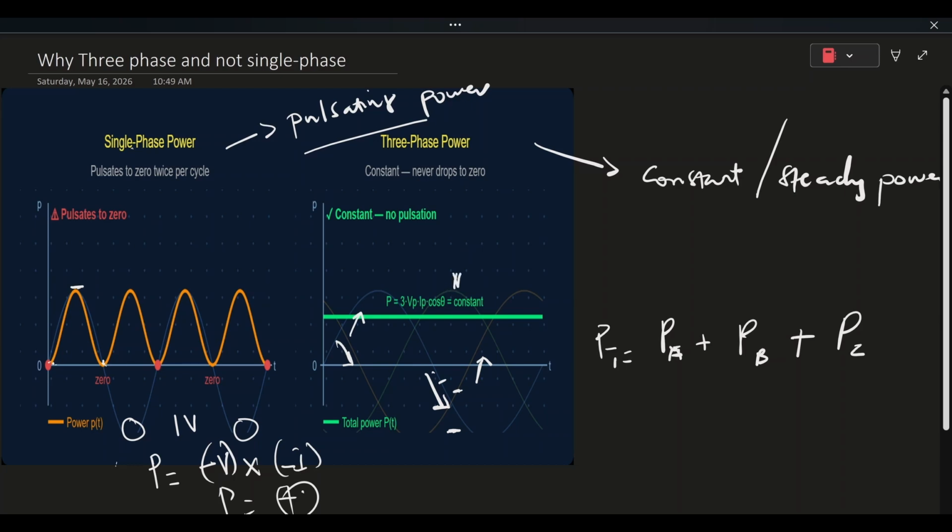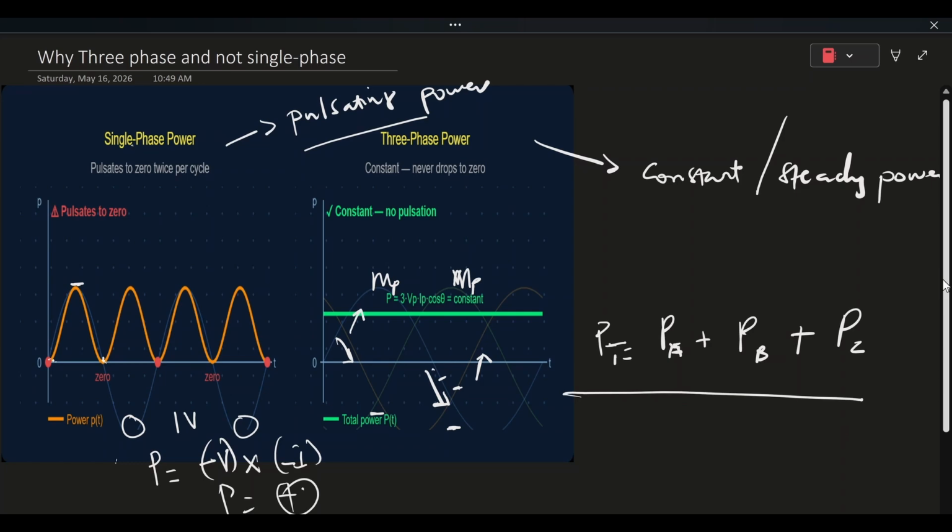Same as this point where this phase and this phase were reducing, this phase was also producing the maximum power. So now with these all added together, you have a constant power supply at all times, unlike the single phase.